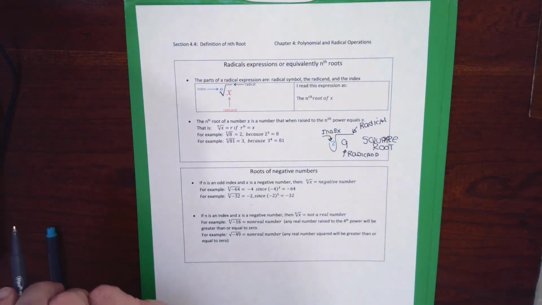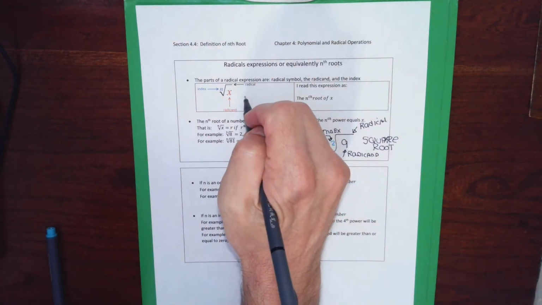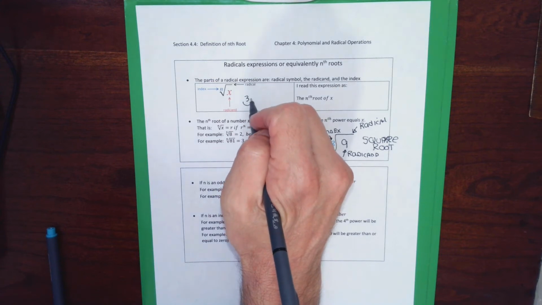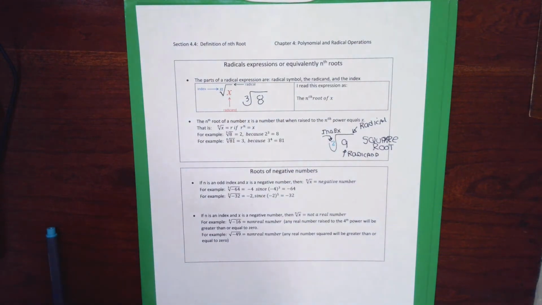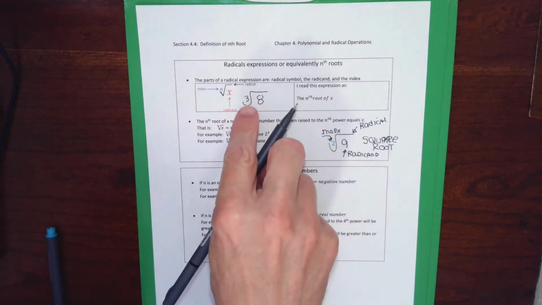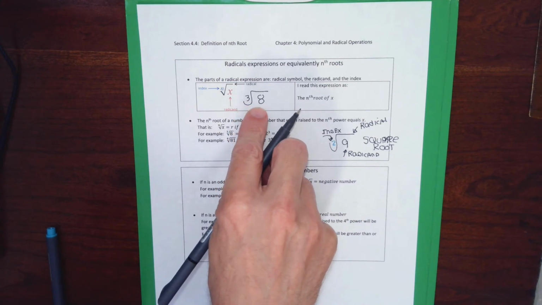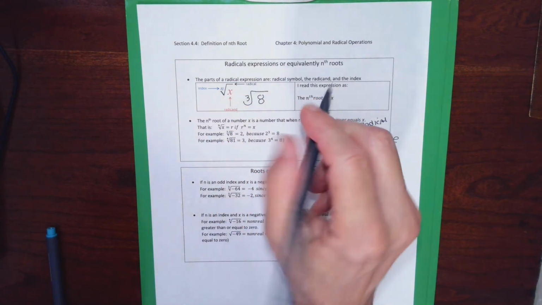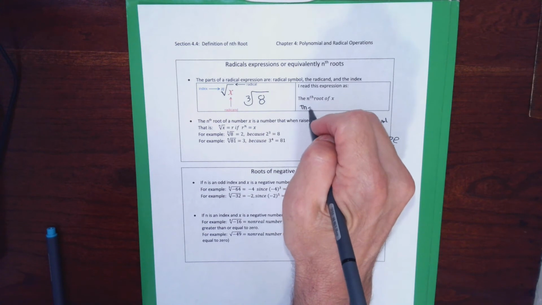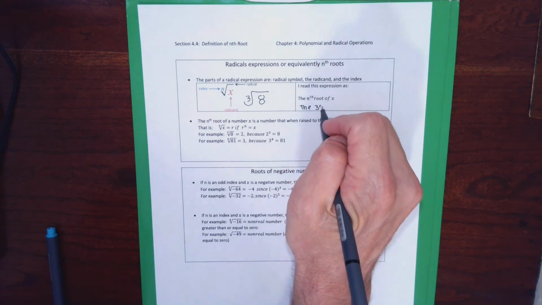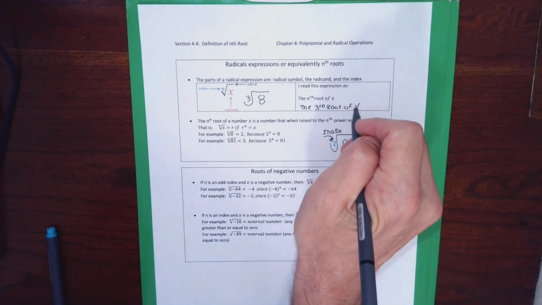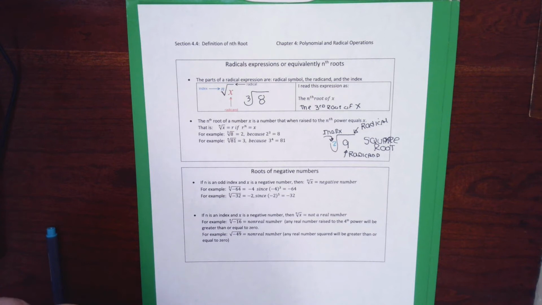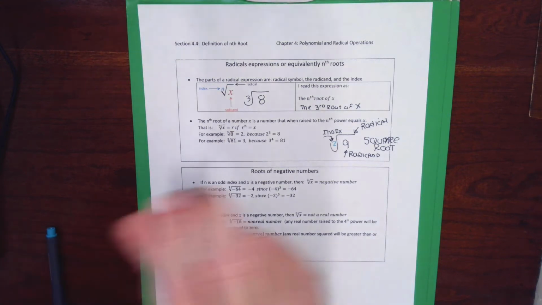When I look at just a generic radical expression, like this one, the index is 3, the radicand is 8. I would read this as the third root of 8. Because this is a common index 3, we have a common name for it.